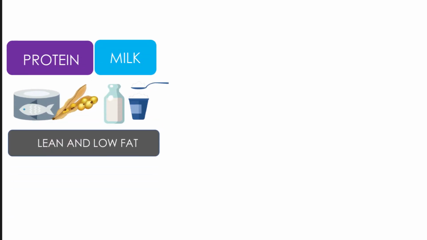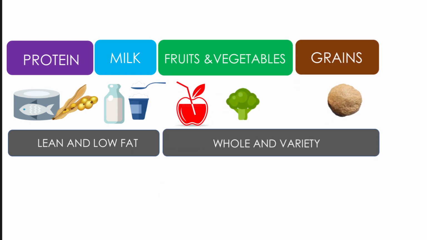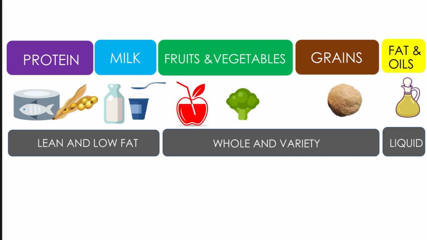Now, looking specifically at the food groups, because I think we've stuck pretty consistently in doing that across the way, so we'll stick with that theme. For the protein group and the milk group, you're going to want to make sure that those are lean and low fat, and we're just talking generally at this point. Fruits and vegetables and grains should be whole and with a high variety, so we're not wanting to see juiced and extracted and refined products in this category. And generally speaking, your fats and oils should be liquid-based.